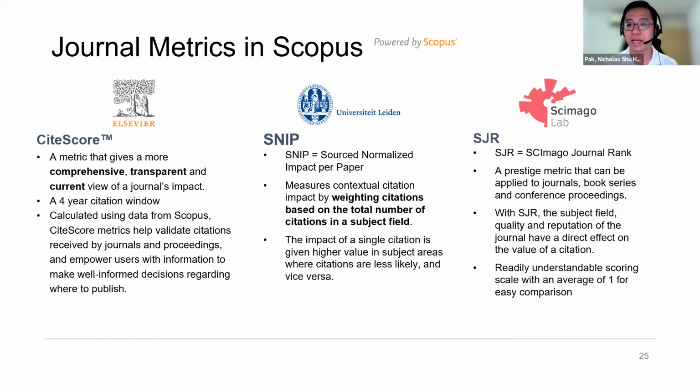We talked about this a bit earlier. This is what we call a prestige metric, which can be applied to journals, book series, as well as conference proceedings. With the SJR, the subject field, quality, and reputation of the journal have a direct effect on the value of a citation. And this is a readily understandable scoring scale with an average of 1 for easy comparison.